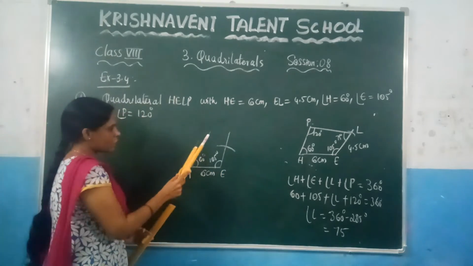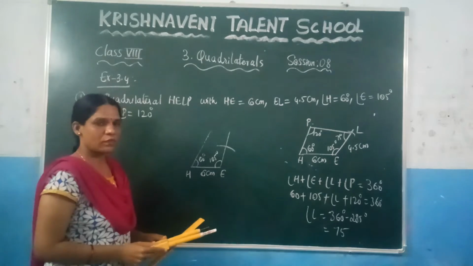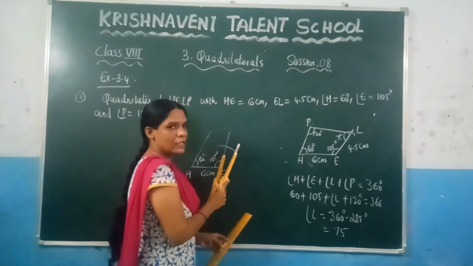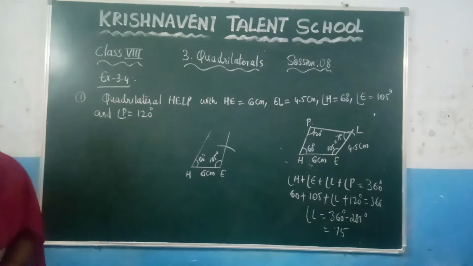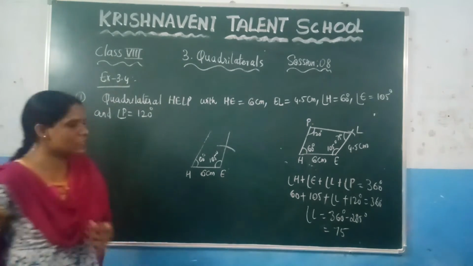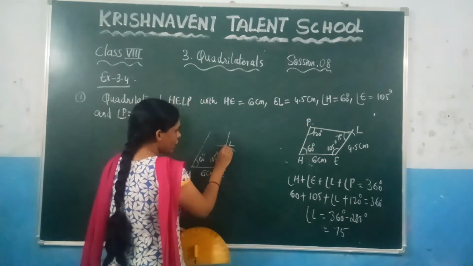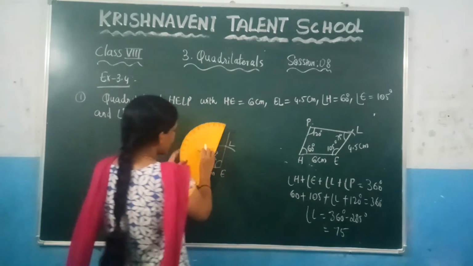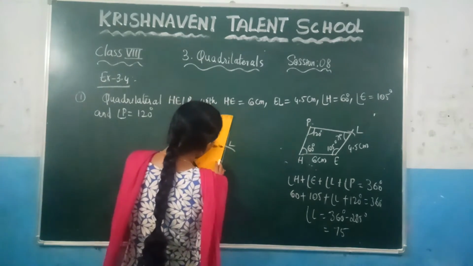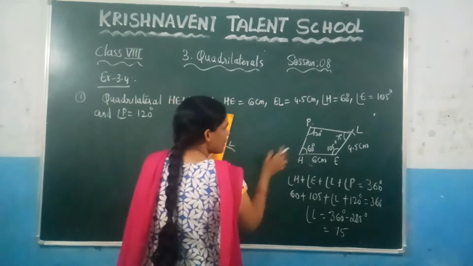Now here since we don't know the length of HP, what we have done is calculate the angle L by taking the sum of the angles of a quadrilateral. So here you know the angle L, which is 75 degrees. This is nothing but L. So this point and this arrow will coincide with each other. So like that keep the protractor like this. So you need to check the 75 degrees.